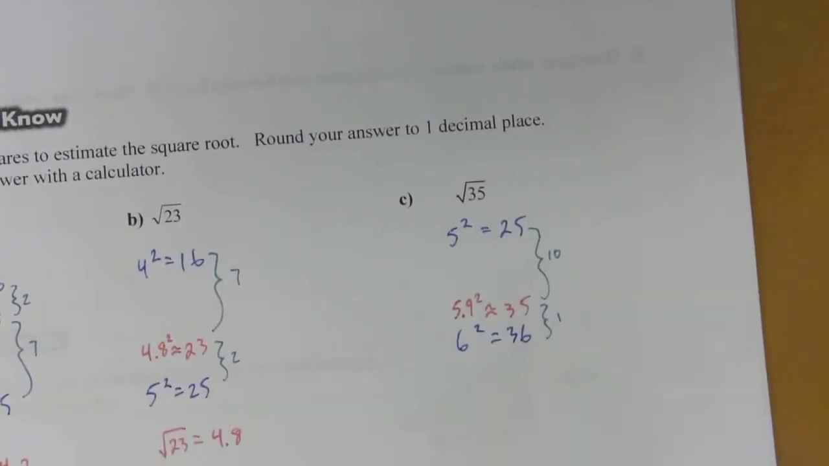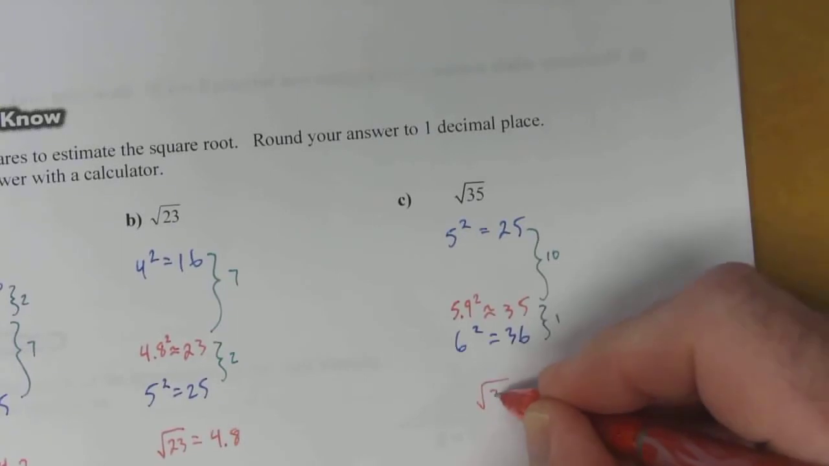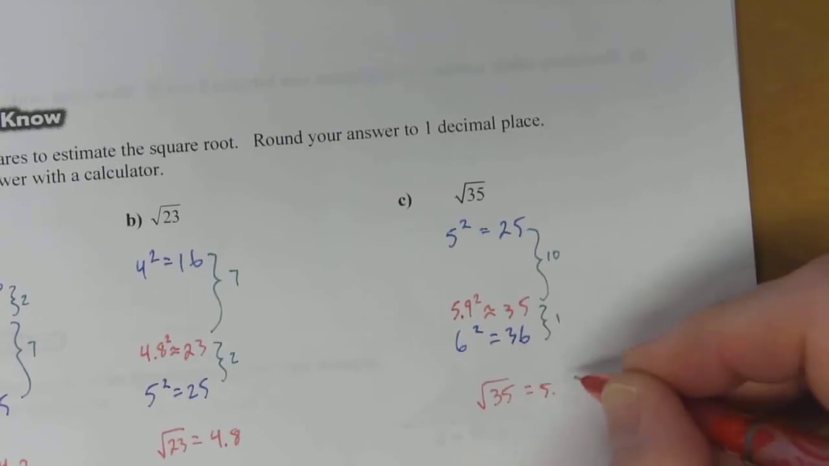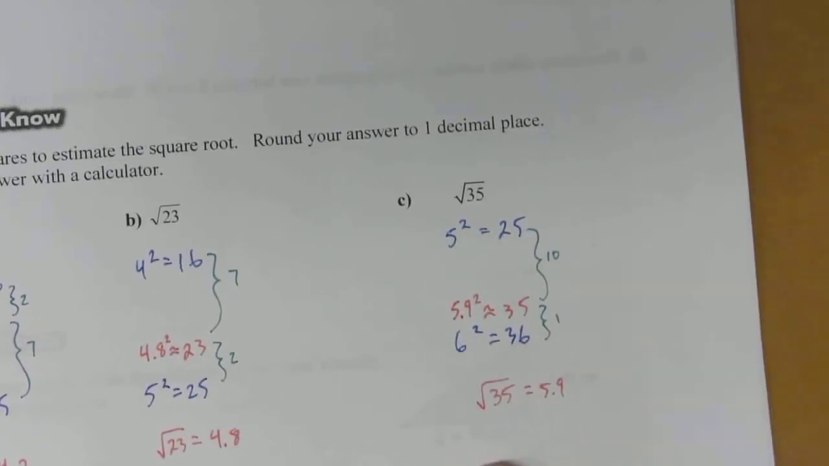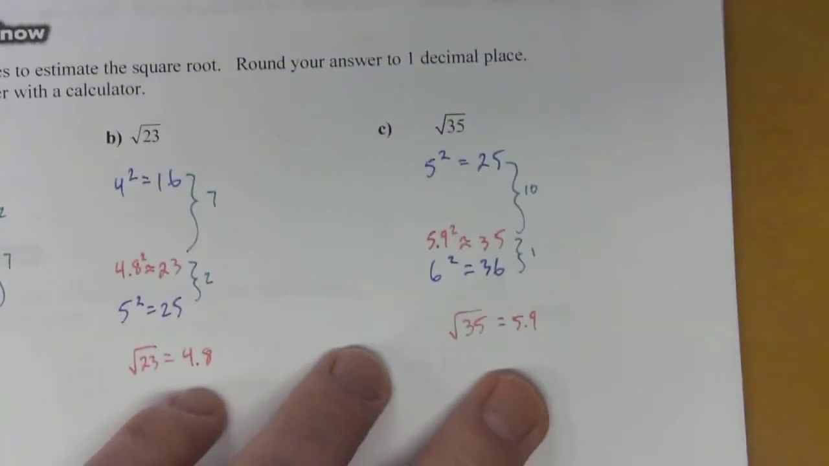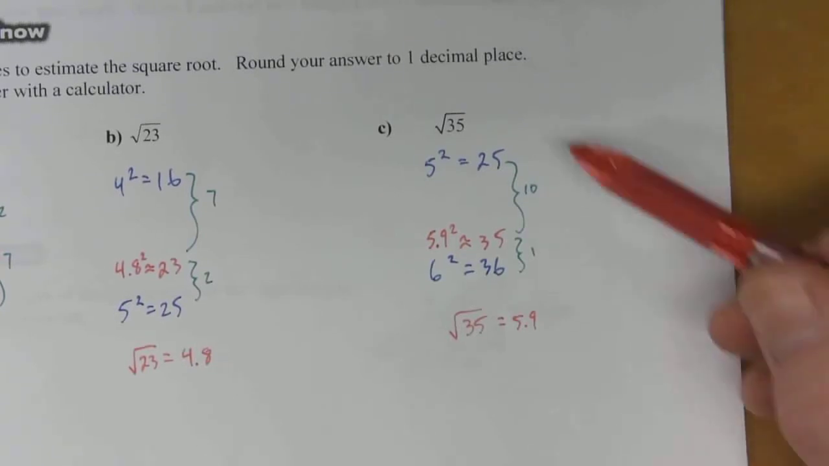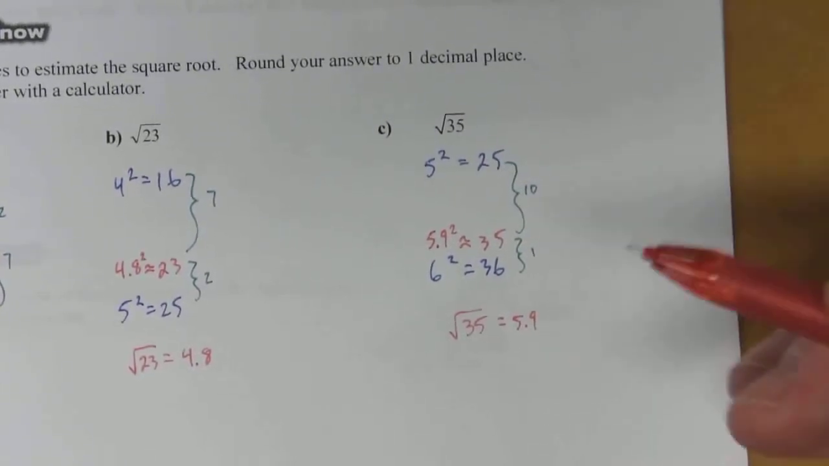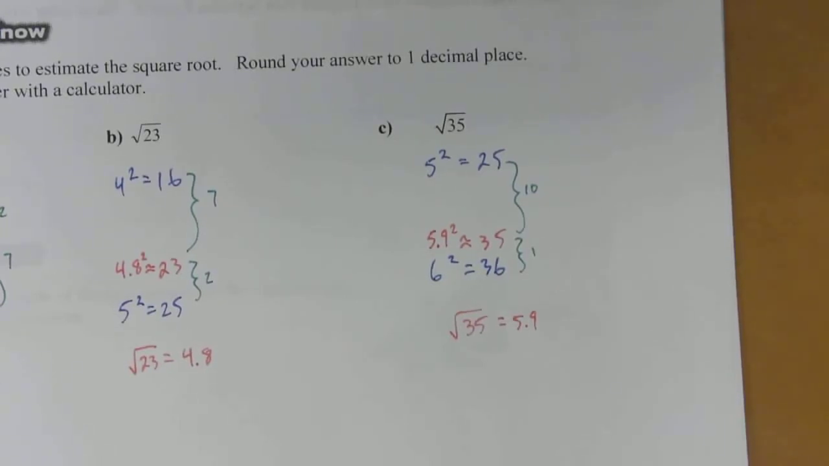That's my estimate. And then if you check it on your calculator, the square root of 35 is equal to 5.91607, etc. To 1 decimal place, it again is 5.9, which matches our estimate. So that's the process for estimating square roots. Use the perfect squares that you know, and then you can come up with a reasonable estimate from that.